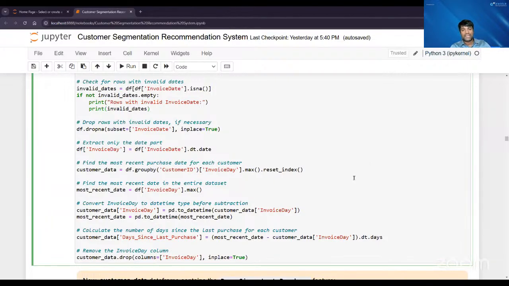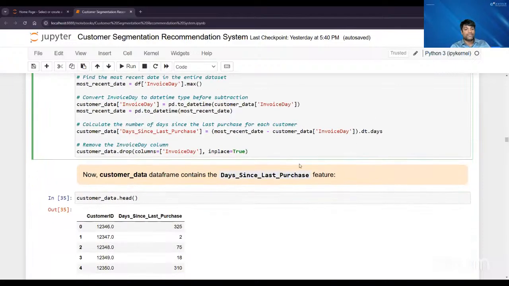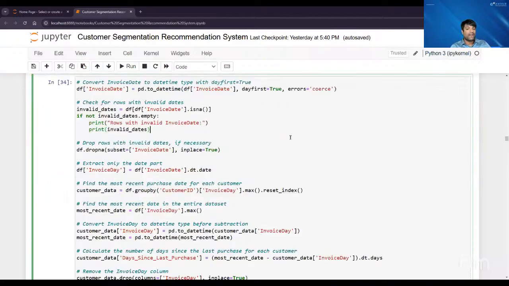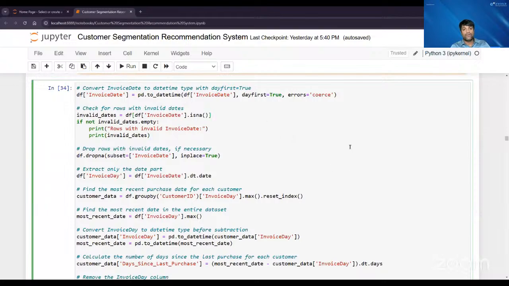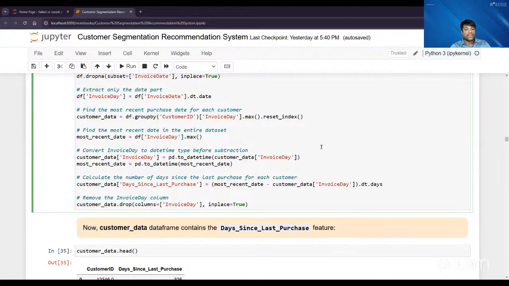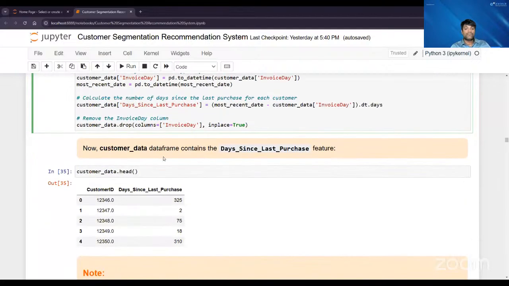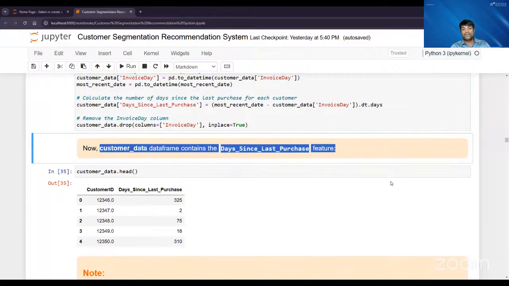What are the valid dates, how we can proceed with the dates, and how we can identify the customer. That is what we are trying to do here. We have already identified that and kept it in memory. Now this customer data contains the days since the last purchase.